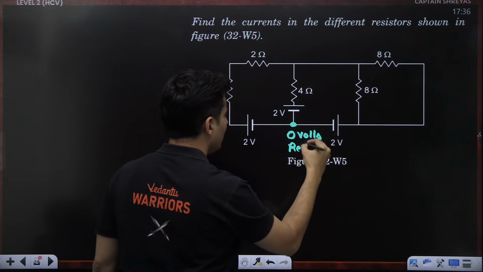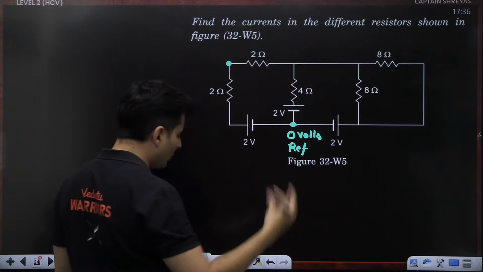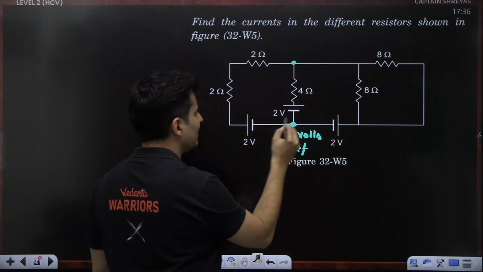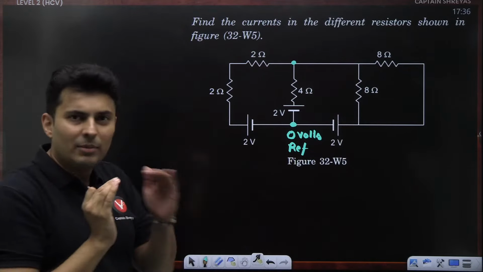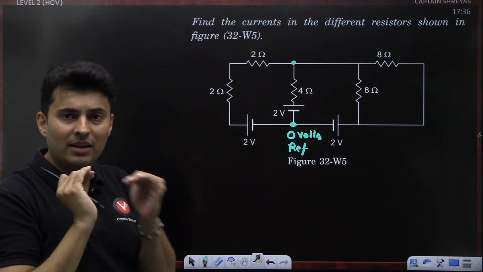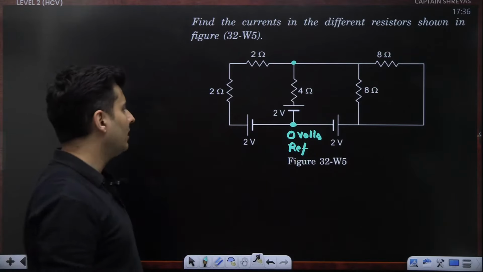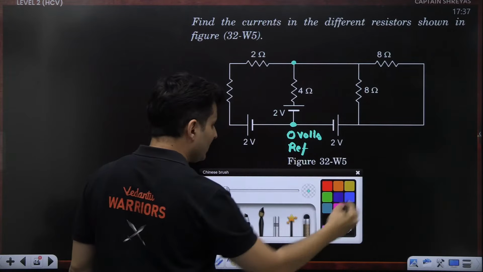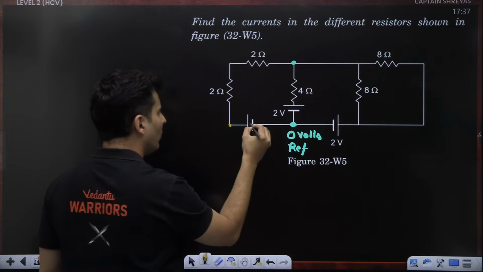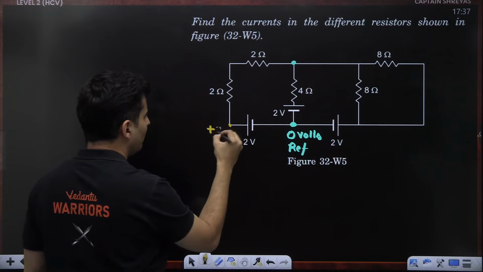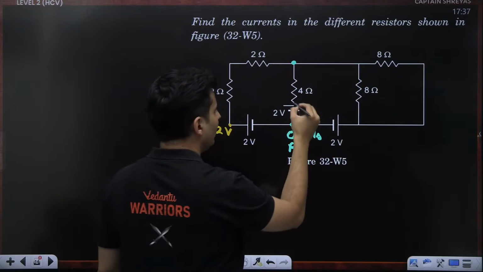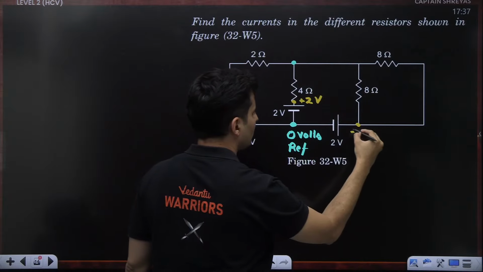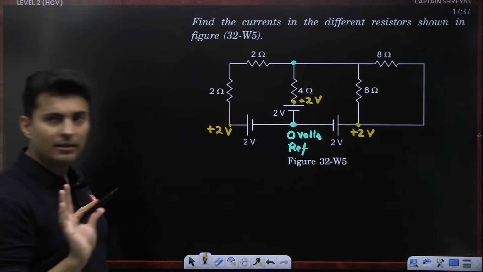0 volts reference. Somebody might say, sir, for me this is 0. No issues. The reason why I took this as 0 is because I can see three negative terminals. So let me start with the negative as my base or my reference, and with respect to that, I will start marking the other voltages. If this is 0 and I go across the battery, what will be this point's voltage? From negative to positive, it will be a jump, so it will be plus 2 volts. From here to here, also plus 2 volts. From here to here, also plus 2 volts. Everybody fine till this point?